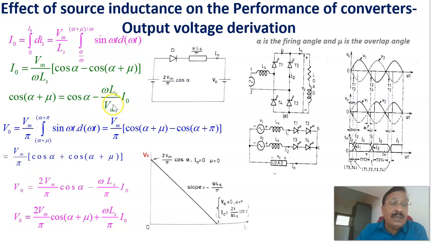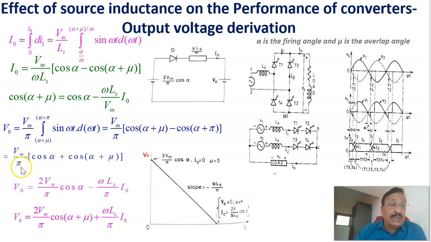We will be deriving the equation for the output voltage. Here, I naught equal to Vm by pi omega Ls into cos alpha minus cos alpha plus mu, and here we derived that the output voltage is equal to Vm by pi into cos alpha plus mu. In this case, rather than substituting for cos alpha plus mu, if you substitute for cos alpha in this equation, then we will get another equation for the output voltage, which is equal to 2Vm by pi cos alpha plus mu plus omega Ls divided by pi into I naught.